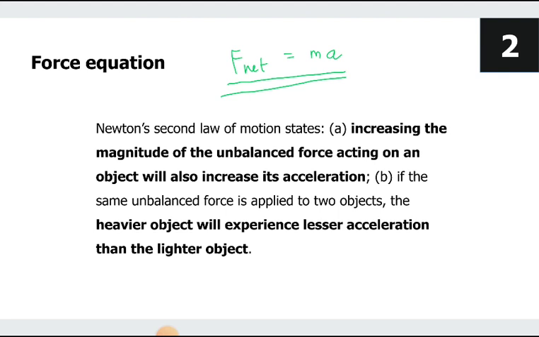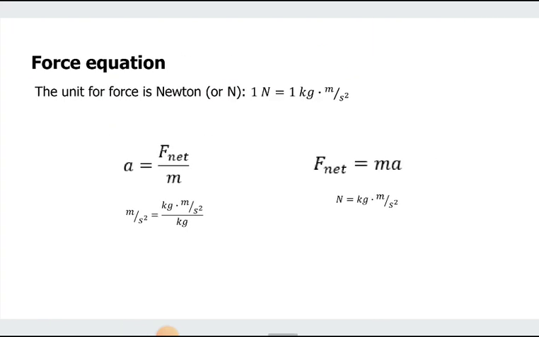Okay, let's take a look at the next implication. If the same unbalanced force is applied to two objects, the heavier object will experience lesser acceleration than the lighter object. Okay, so if you have two objects, one is heavier, another is lighter, and we would be giving the same force on both of them. So mas mahirap i-accelerate yung mas mabigat kaysa doon sa mas magaan, right? So it would be harder to move a car compared with a tricycle on your own. Okay? So if you increase the mass of the object, the greater force you would also need to accelerate it. Or heavier objects are harder to accelerate.